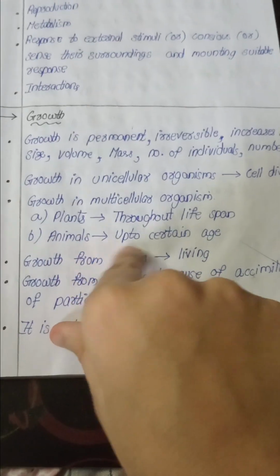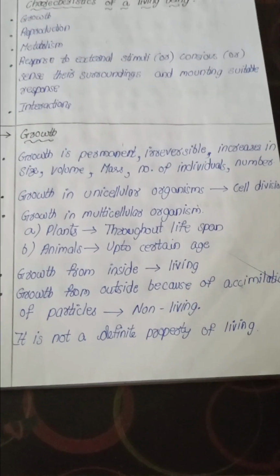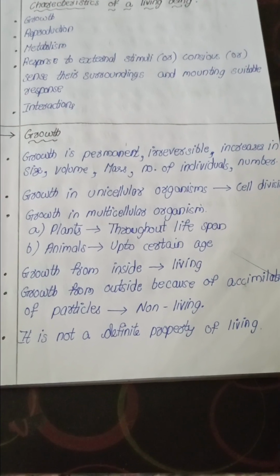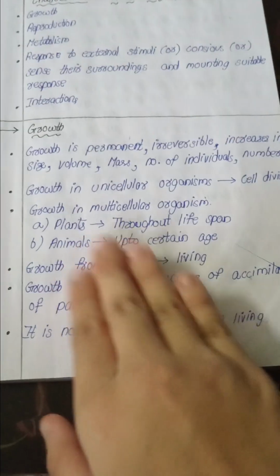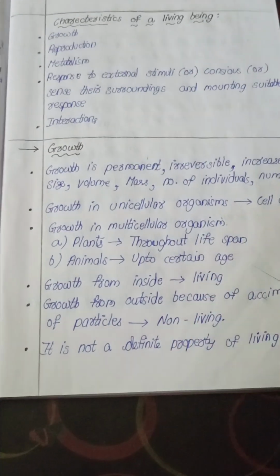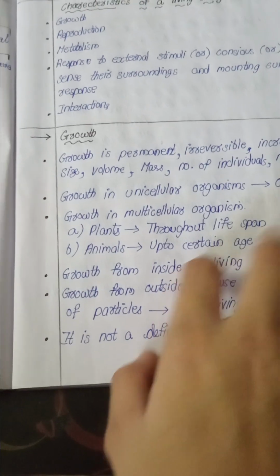In animals, up to a certain age, usually they say after 17 or 18 years, or 14 maybe, the growth of height stops. So we can consider it as an example of this point.